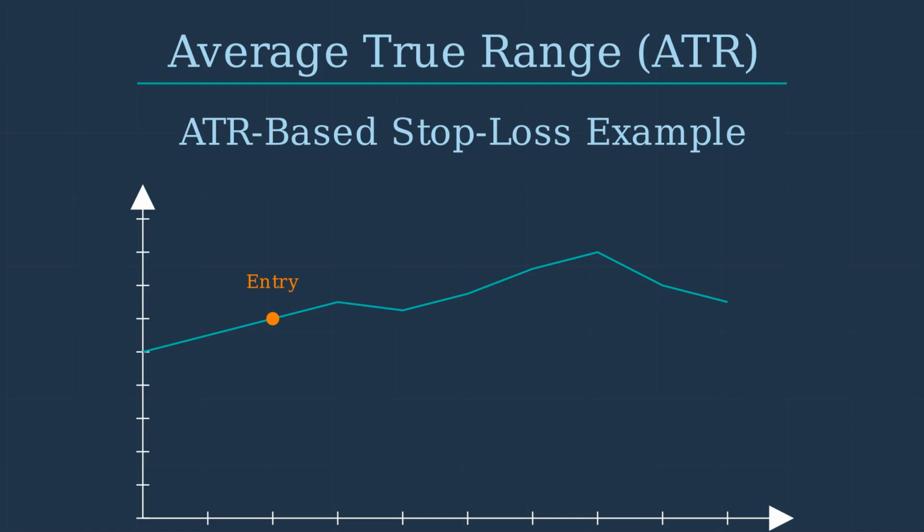Here we have a price chart with an entry point at day 2. With an ATR value of 2, we can set a stop-loss at 2 times the ATR below our entry price.